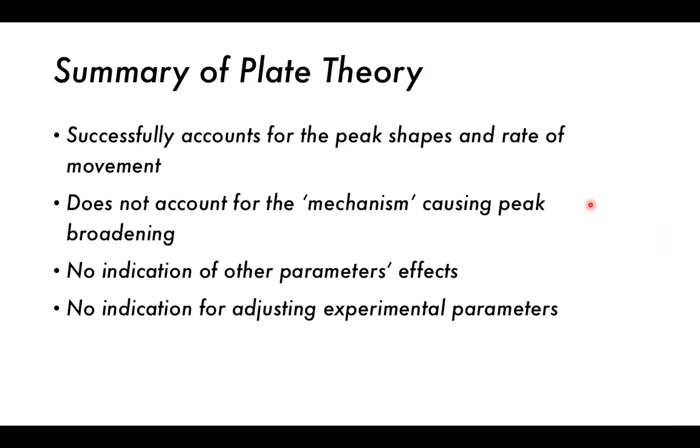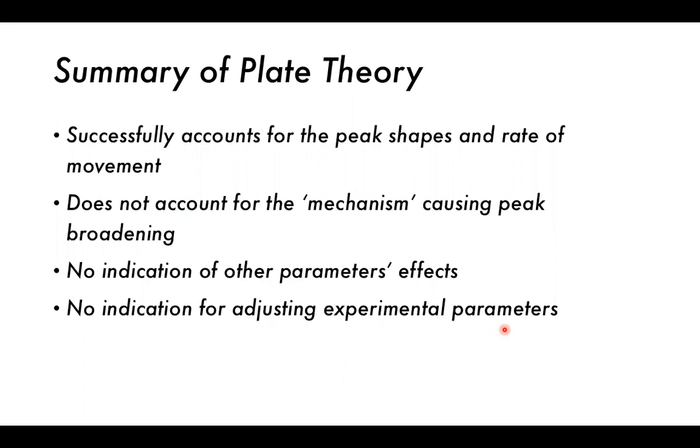Okay, so plate theory successfully accounts for the peak shapes and rate of movement, but does not account for the mechanism causing peak broadening. It doesn't explain why peaks get broader, basically, but it does successfully account for the shape of the peaks and the movement involved. There's no indication of other parameters' effects, and there's no indication for adjusting experimental parameters. So it explains the peak shape, but it doesn't really tell us what we can do to improve or change the peak shape.